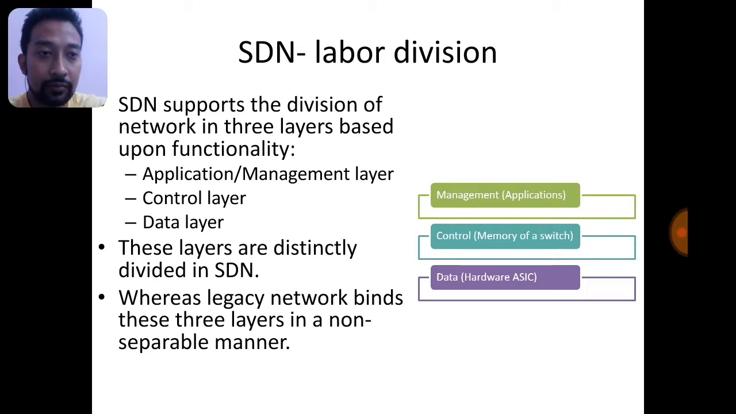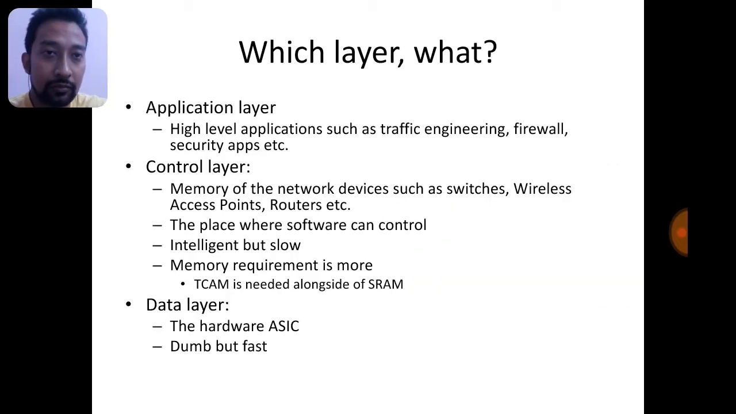Now we discuss which layer does what. The application layer is all about your high-level applications such as traffic engineering, firewall, your security apps, and all the other layer 7 applications that can be run on top of the control layer. The control layer operates on the memory of the network devices such as switches, wireless access points, routers, etc. It is the place where the software can take control.